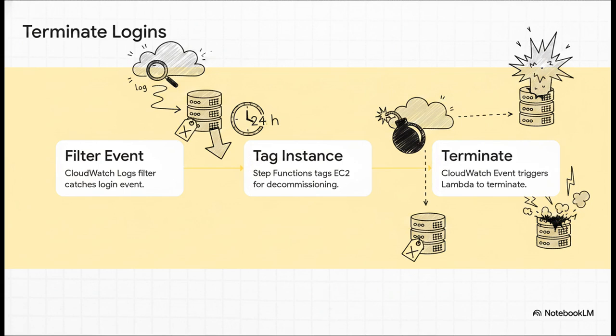Okay, one final, fascinating pattern before we wrap up. Imagine a super strict production environment where any EC2 instance that gets manually logged into by a human has to be destroyed within 24 hours to prevent configuration drift. How do we automate that?